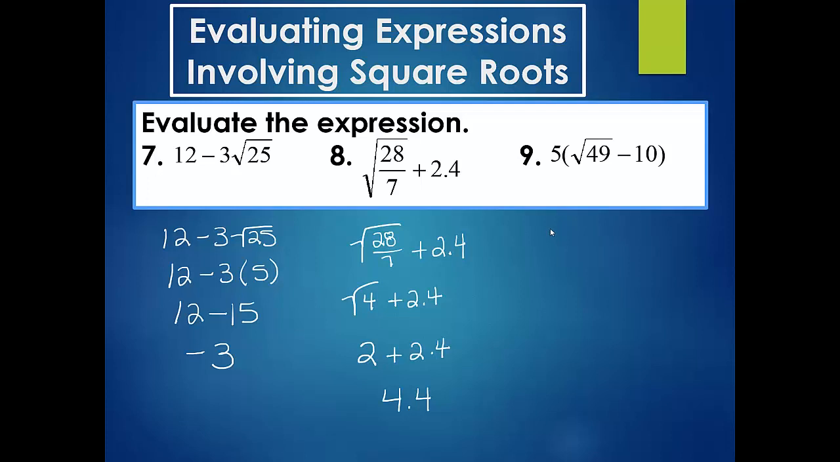And for number 9, we have 5 times the quantity, the square root of 49 minus 10. 49 is the same thing as 7 squared. So the square root of 49 would just be 7. So we have 5 times the quantity of 7 minus 10. 7 minus 10 is negative 3. So we have 5 times negative 3. And 5 times negative 3 is negative 15.